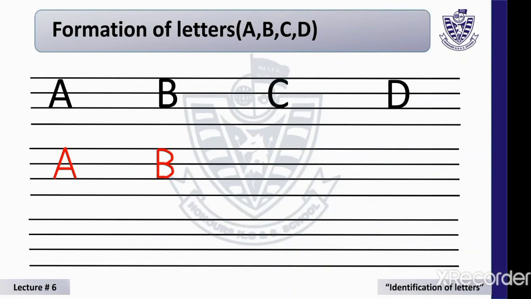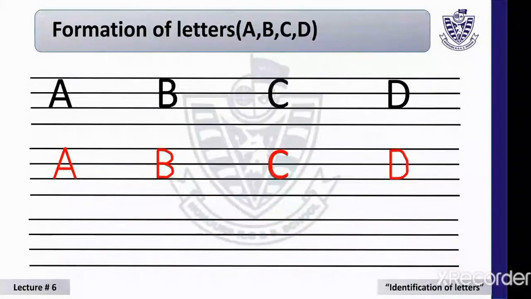The third letter is C. Put your pencil on first line and make a half circle and stop it on third line. It will become C. The fourth letter is D. Put your pencil on first line and make a straight line and stop it on third line. Again put your pencil on first line and make a half circle and stop it on third line. It will become D.